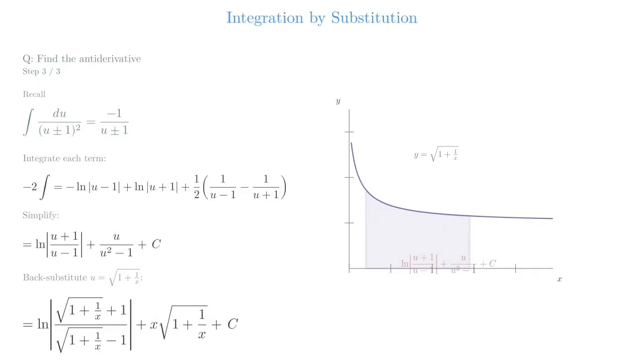Finally, substituting back u equals the square root of 1 plus 1 over x, and noting that u over (u squared minus 1) equals x times u, we get our answer: natural log of the absolute value of (square root of 1 plus 1 over x plus 1) over (square root of 1 plus 1 over x minus 1), plus x times the square root of 1 plus 1 over x, plus c.